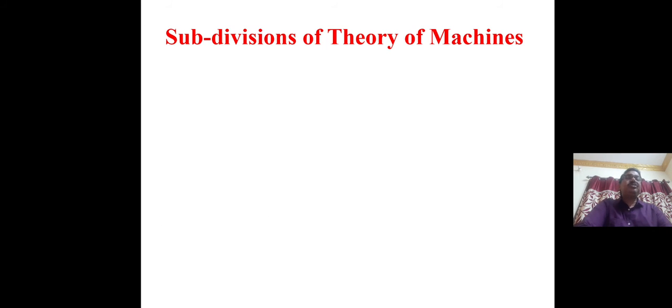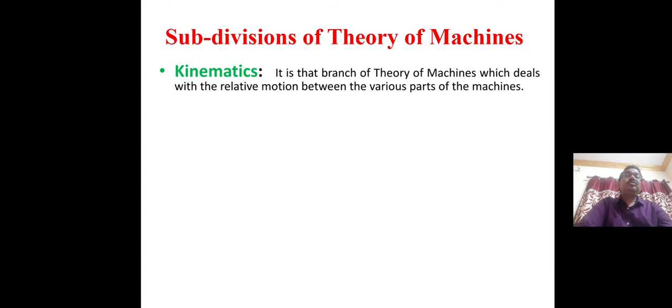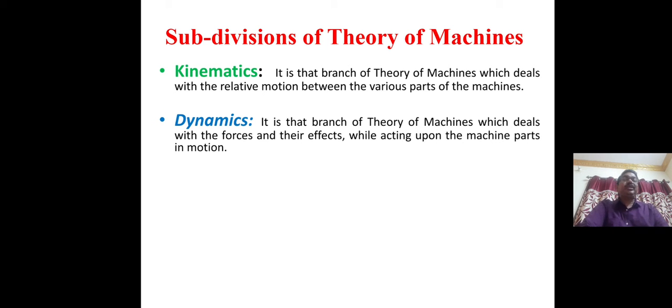Now theory of machines, already discussed. Kinetics of machinery is part of theory of machines. So what are the different parts of theory of machines? Now we'll discuss the subdivisions of theory of machines. First, kinematics. Kinematics is a branch of theory of machines which deals with the relative motion between the various parts of the machines. We are not considering any force effects, then it is called kinematics.